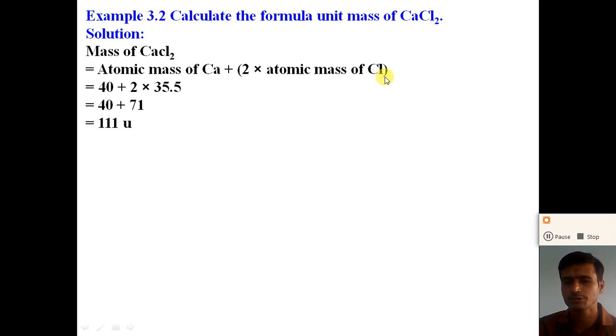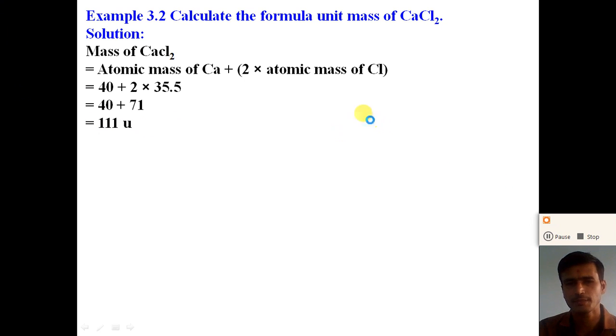So dear student, we must know the atomic mass of Ca. What is the atomic mass of calcium? The atomic mass of calcium is 40, plus 2 into the atomic mass of chlorine, which is 35.5. So 35.5 into 2 is 71, plus 40, and we get the formula unit mass of CaCl2 as 111 AMU. So dear student, understand how we can calculate the molecular mass and the formula unit mass.